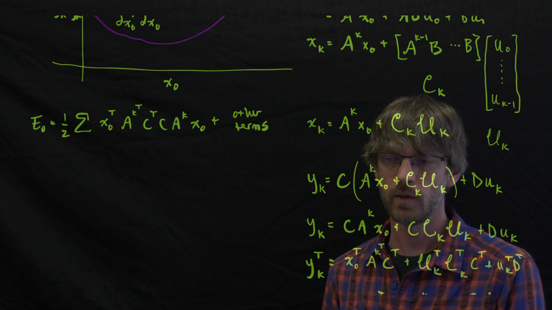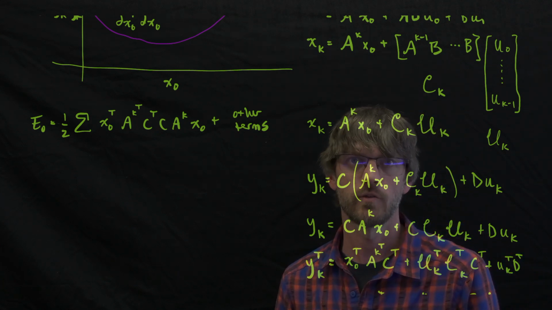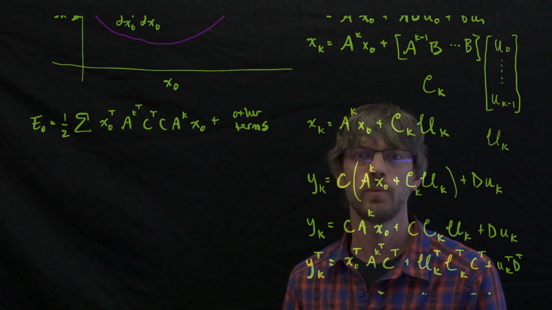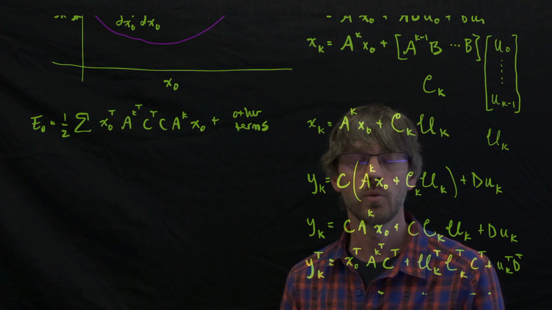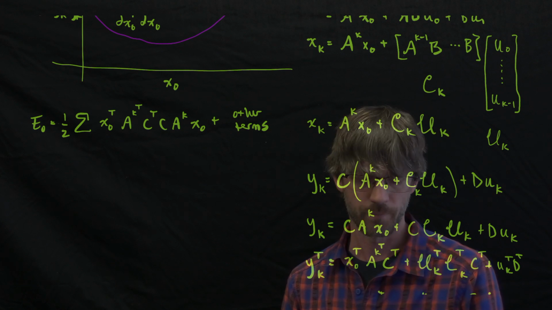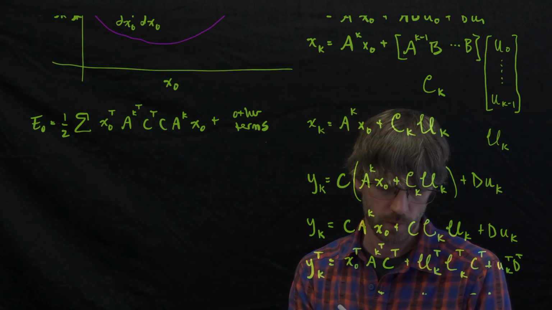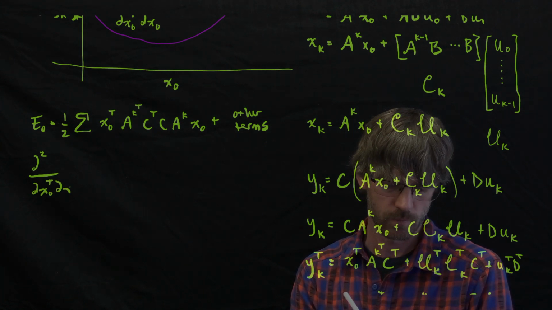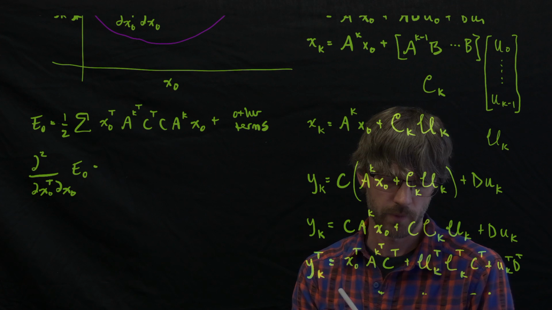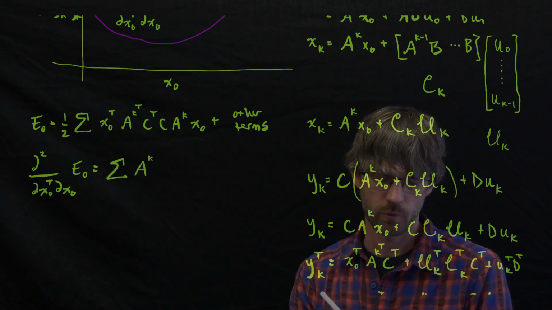So now we can take the second derivative. Now note that the initial condition is not going to change as a function of what time step k we're looking at. So we can pull that outside of the sum. And then when we calculate our Hessian, all we will be left with is what's inside of the sum. The 1/2 will cancel out when we take that second derivative of that initial condition. So the second derivative of our output energy is going to come out to just the sum of A to the k transpose, C transpose, C, A to the k.